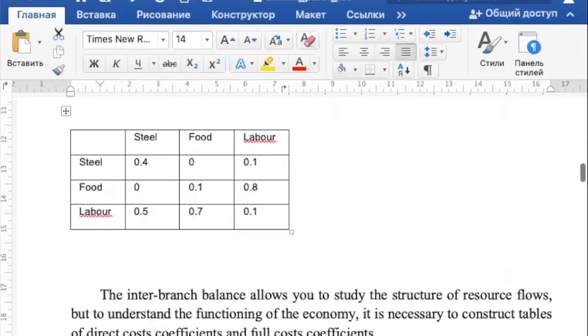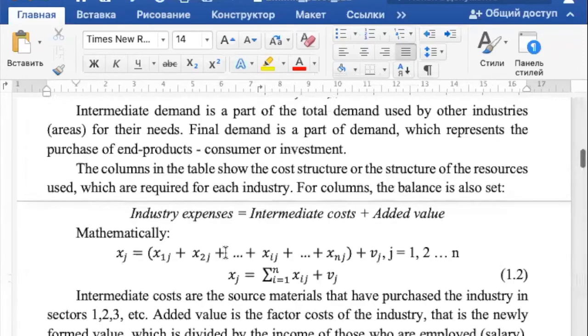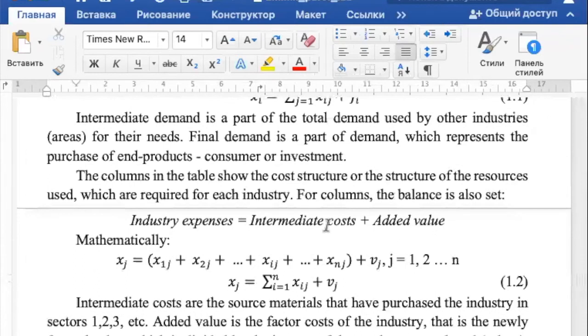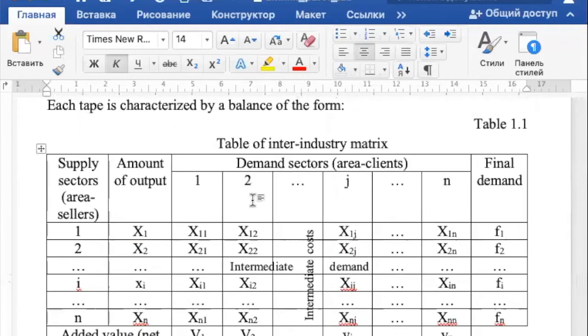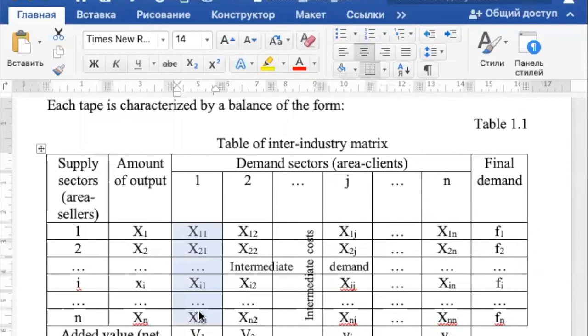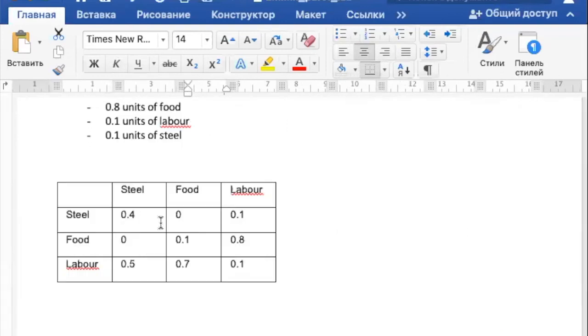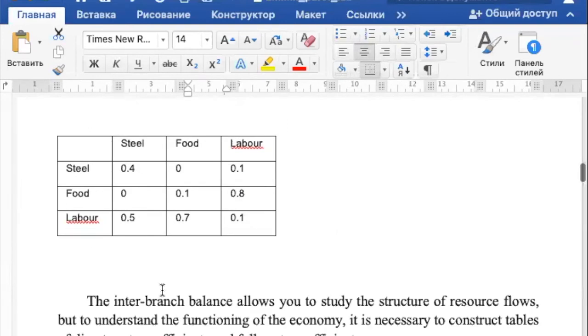Why do we talk about these direct cost coefficients? Because when we talk about our expenses, about our intermediate cost, do you remember? When we talk about the payments for products from other branches, it is our costs, and we call this cost direct cost.